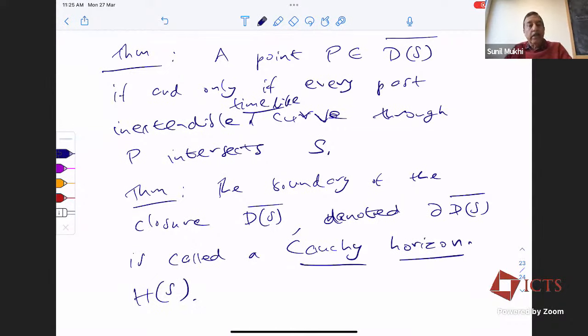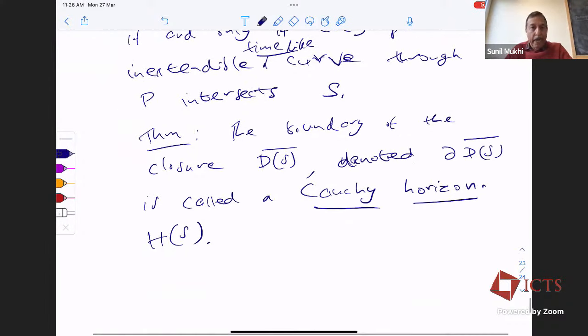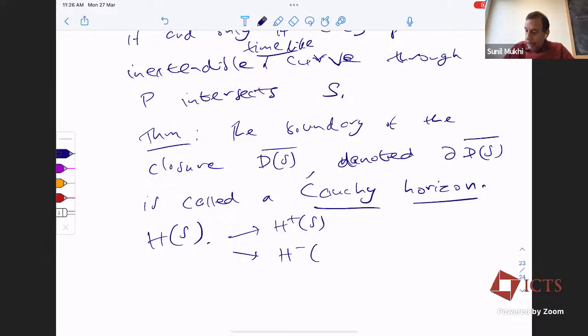Okay, so for any set S, we have already defined I plus and minus of S, J plus and minus of S, D plus and minus of S, and now H, which also splits into H plus and minus of S. I'm not going to write here what they mean. It's obvious. It's H plus if it's the part of the boundary of the closure in the future, and if it's that part in the past, then it's H minus.